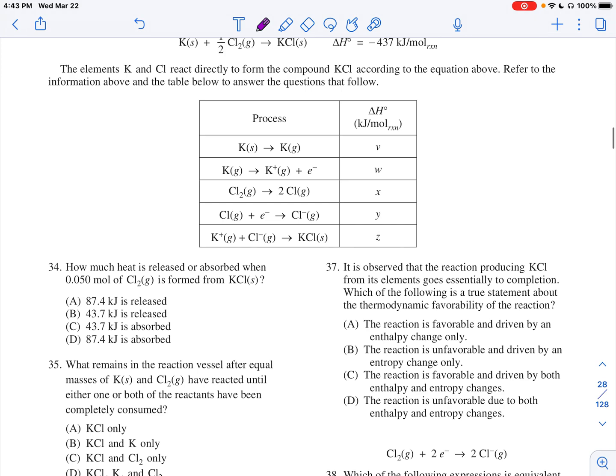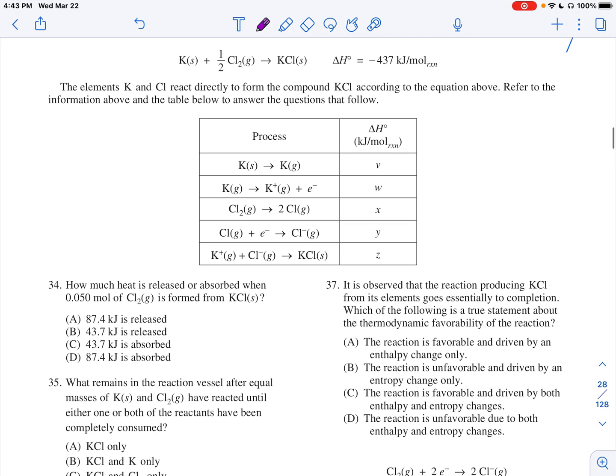Next question is 34, and I'm really glad someone asked about this because when you look at the answer, it looks like you're dividing by 10, but that's not what you're doing. The easiest way to do this is through stoichiometry. But before we do a stoichiometry problem, we need to look at what the question is asking and do a little bit of adjustment. So here it says, how much heat is released or absorbed when 0.05 moles of CO2 is formed from KCl? So that's not what our reaction is showing us right now.